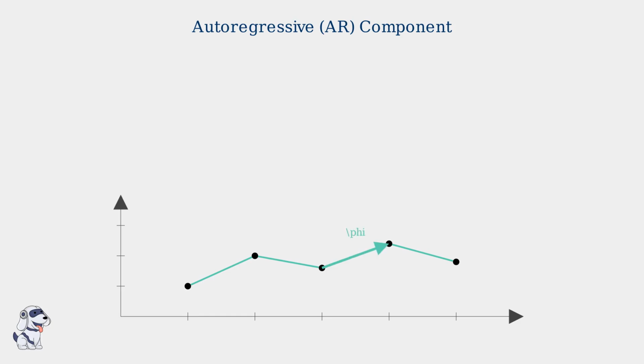In an AR of order 1, the current observation depends on the immediately preceding value scaled by phi plus random noise.